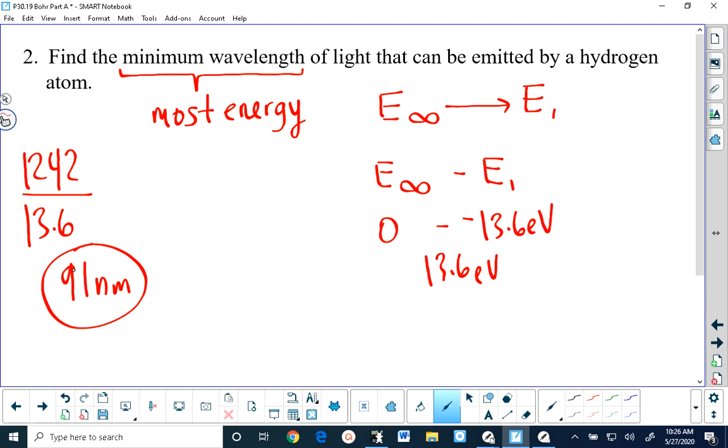If you're more comfortable using the other side of the page, page 2 of your energy level diagram, that's fine. You would just have here, for E infinity, 13.6, and for E1, you would have 0. You would still get this 13.6 eV as the difference.